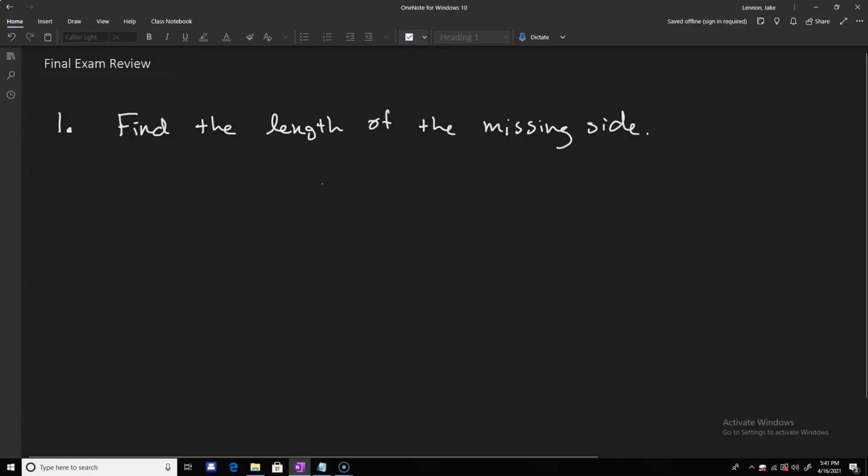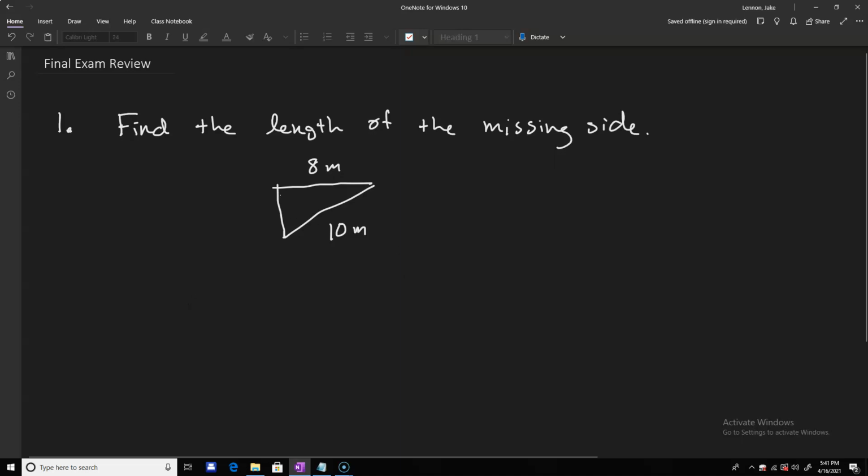So the first one basically is going to be a Pythagorean Theorem problem. Find the length of the missing side. And we have a right triangle here where we know the length of the hypotenuse, which is 10 meters, and the other leg, which is 8 meters.